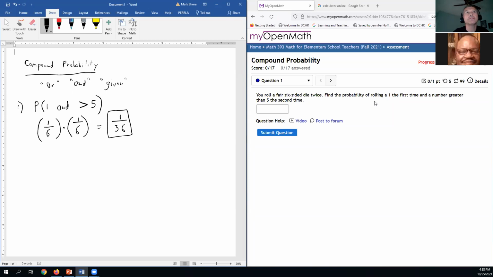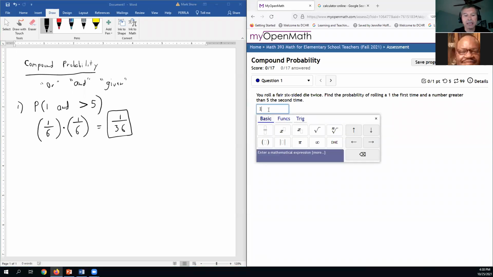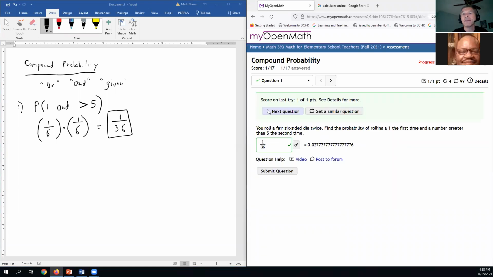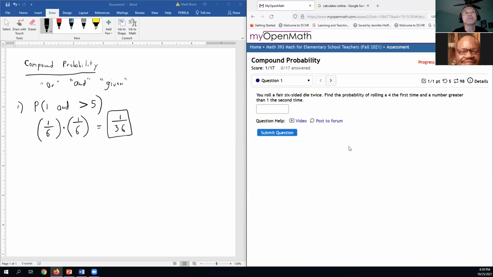I would recommend that if it gives you the equation editor, type it in as a fraction because it's more exact. But let's get a similar question on this. So here's problem number 1 a second time, just for practice.